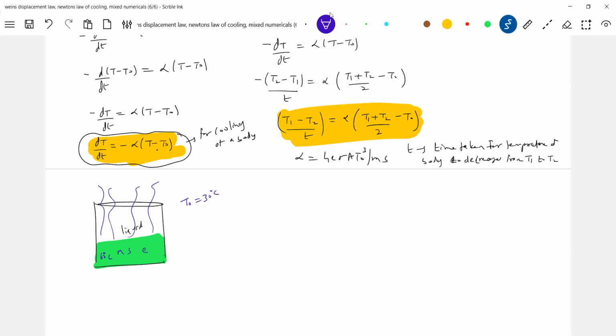For 60 degrees Celsius to become 50 degrees Celsius, suppose it takes 4 minutes. What time will it take for the temperature to go from 50 to 40 degrees Celsius? And further, for the temperature from 40 degrees Celsius to 30 degrees Celsius, what is the time? He has given only this information. Temperature of surrounding is how much? 30.